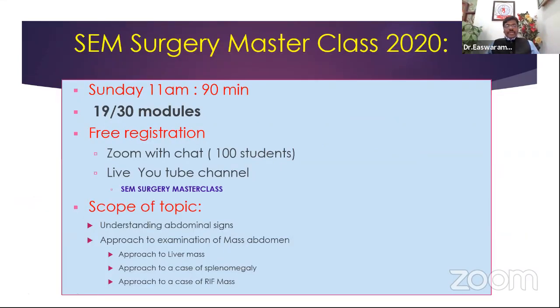Today we are going to see and recollect all those important abdominal signs we discussed in the acute abdomen. And then I'm going to discuss mass abdomen, that is how to approach a liver mass, enlarged spleen, and a right iliac fossa mass. So these are the three things, but of course, I'll be discussing other rare, less common lumps in the abdomen as far as the undergraduates are concerned.